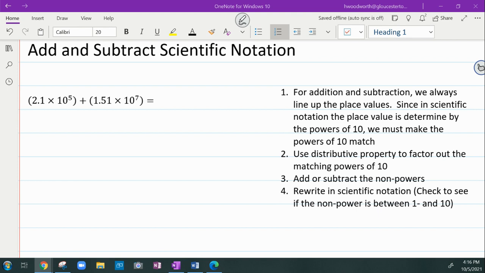values. Yeah, since you learned about adding three-digit to two-digit numbers, you always had to line up the ones place, line up the tens place, right? And with decimals, you got to line up the decimal. So we have to line up the place values. And since in scientific notation, the place value is determined by the powers of 10, we have to make them match. Powers of 10 match.